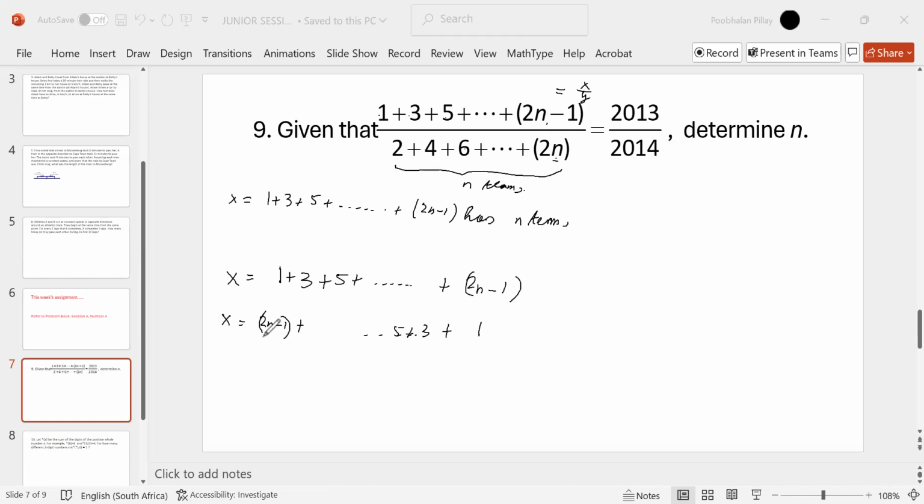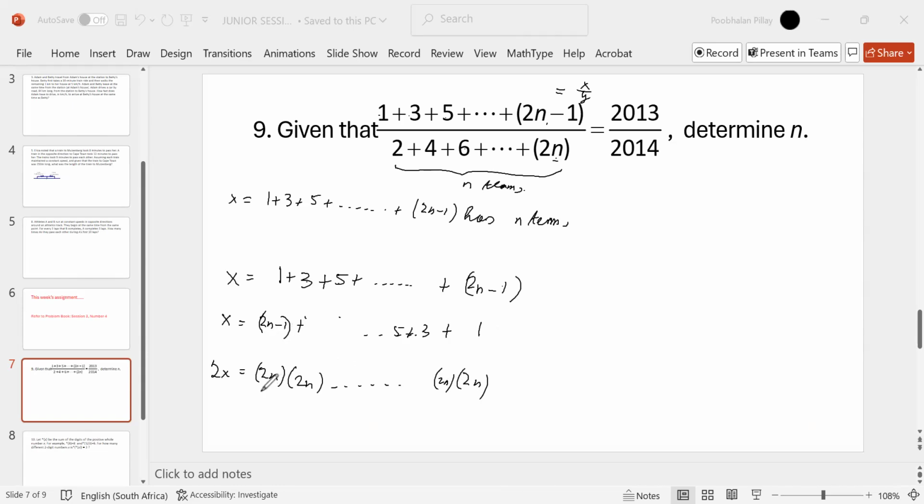Now, when you do that, you can add these two, but you add it like this. 1 plus 2n minus 1 is 2n. The last one, 2n minus 1 plus 1, is 2n. Actually, it turns out that every one of them is 2n. You can try it out. Every pair, 3 plus the second one, 5 plus the third term, they all work out to 2n. The last one plus 1 is 2n. First one plus the last one is also 2n.